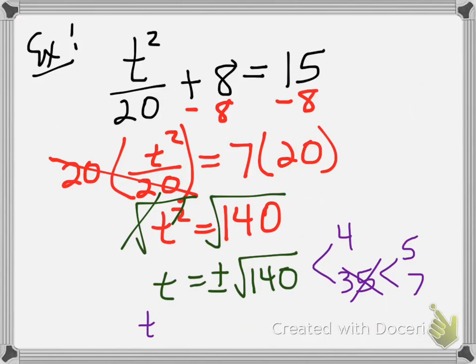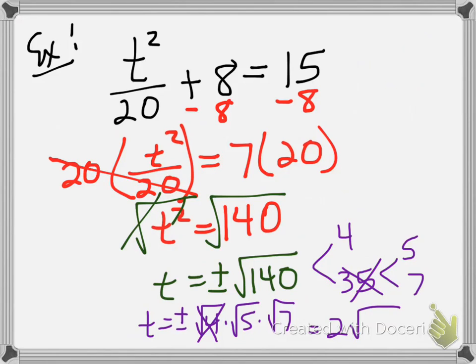So t equals plus or minus the square root of 4 times the square root of 5 times the square root of 7. We know the square root of 4 is 2. The square root of 5 and the square root of 7 are not perfect squares, so we're going to multiply them back together. And so t is going to be equal to plus or minus 2 times the square root of 35.